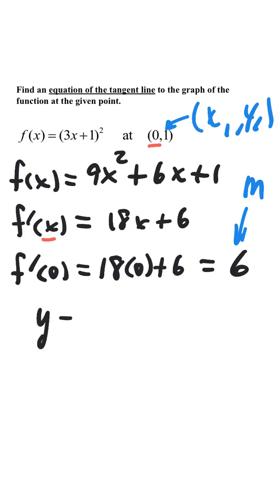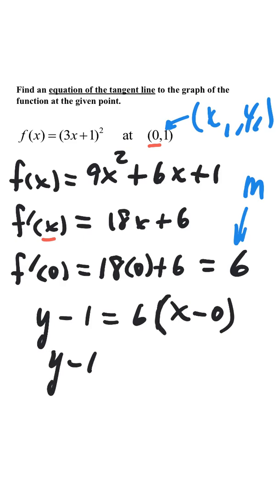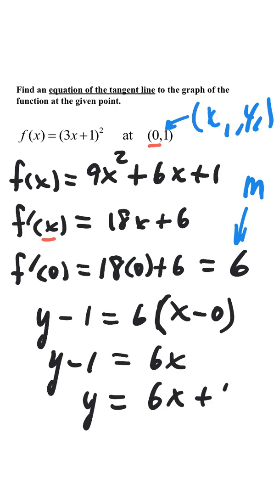And then we'll have y minus y1 equals m times x minus x1. Distribute the 6. Add 1. And we have the equation of the tangent line we were after.